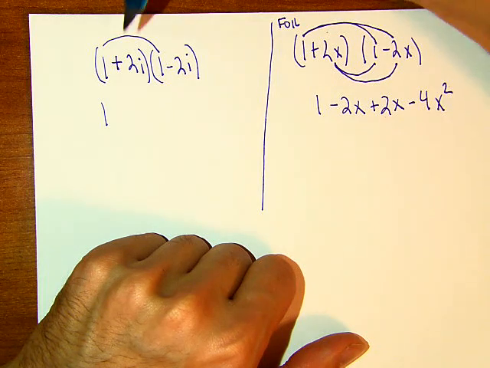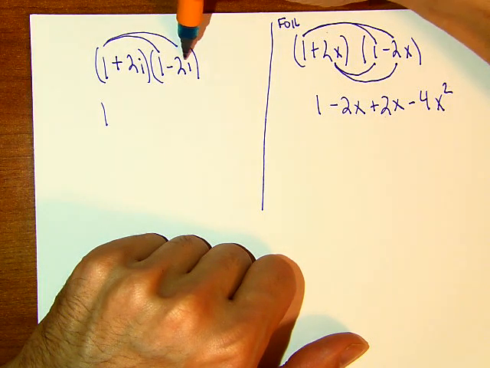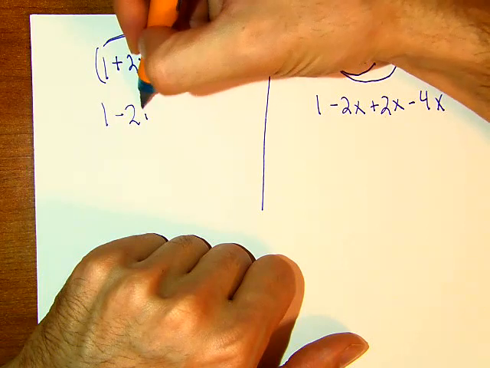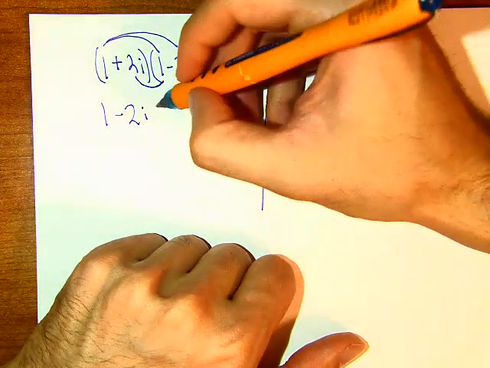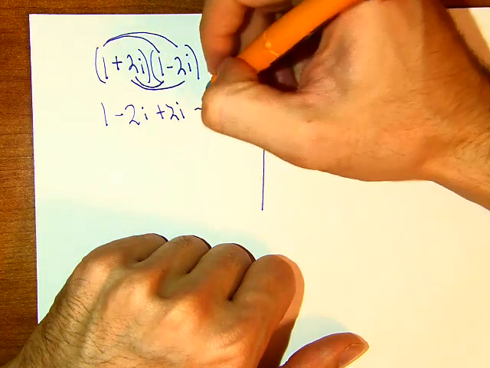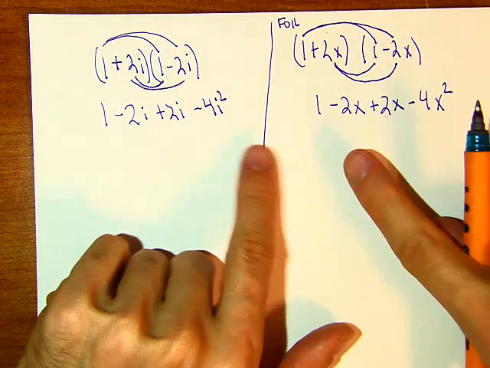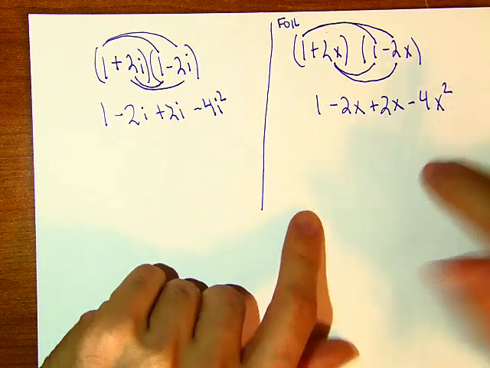Okay? And let's just follow the same thing here. Remember, 1 times 1 is 1. 1 times minus 2i is minus 2i. 2i times 1 is plus 2i. And 2i times minus 2i is minus 4i squared. Okay? Seems very similar, right? Very similar. Well, let's see what happens.